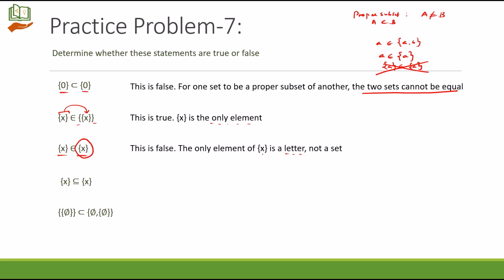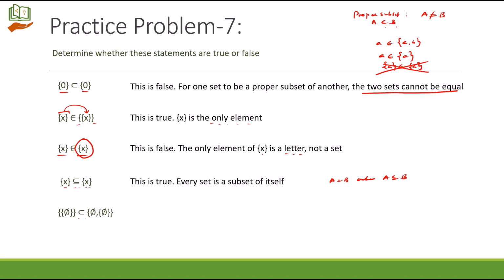What about X is a subset to X? This is true because every set is a subset to itself. A is equal to B is possible when A is a subset to B. Only when A is a proper subset, A cannot be equal to B. So here A is equal to B. In that case, it's a subset only. So this is true. What about the final one?